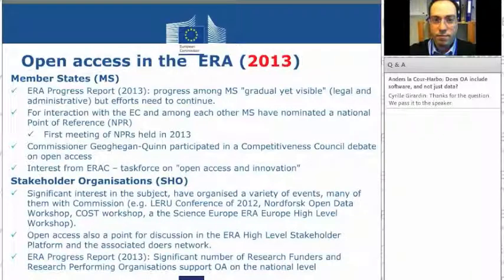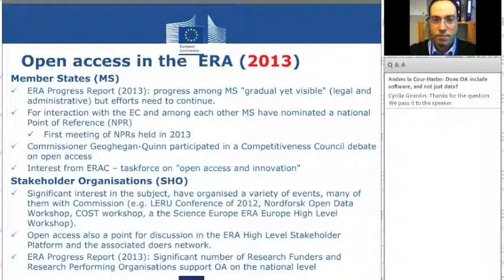And now we are coming actually to the question, okay, I've talked about what member states are doing, what stakeholders are doing within the context of this European research area, but now we are actually coming to what the Commission is doing on open access.